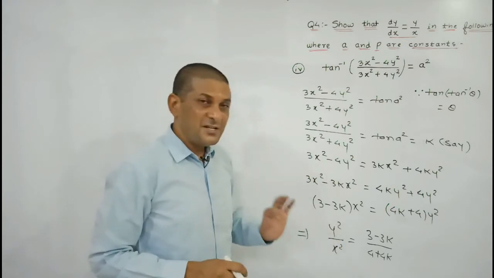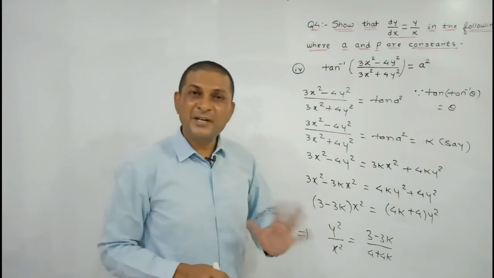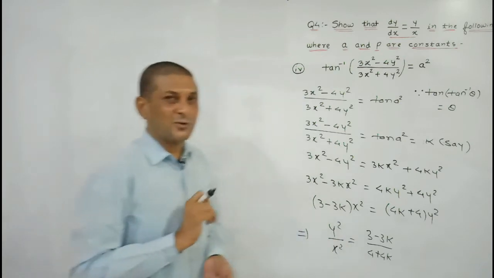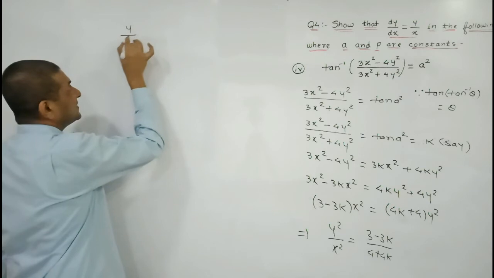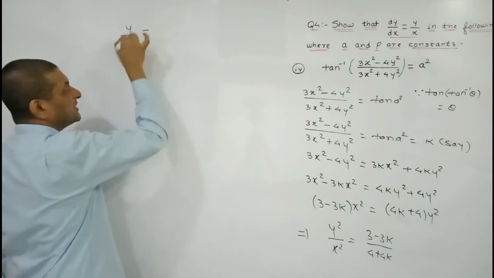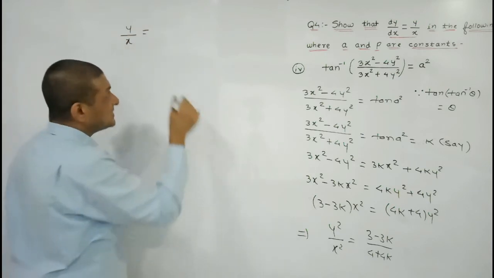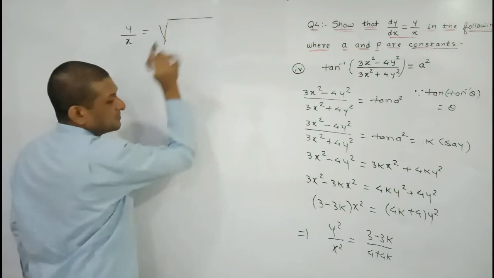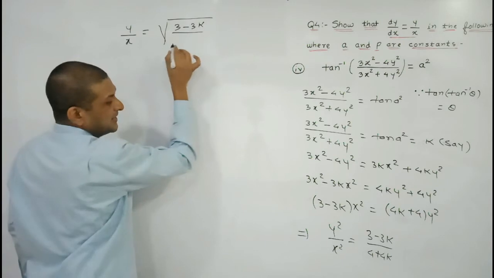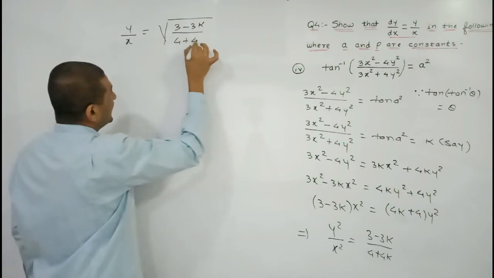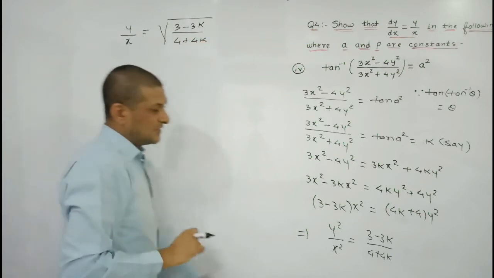So we are trying to eliminate these powers. What is the power here? Square. So to eliminate the square, simply we are taking square root on both sides. So let us see what we will get if we are taking square root of left hand side. So square will get eliminated, so remaining term will be y by x, and on that side if we are taking square root, here we will get square root of 3 minus 3k divided by 4 plus 4k, isn't it?